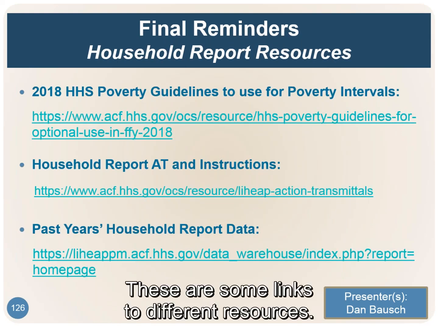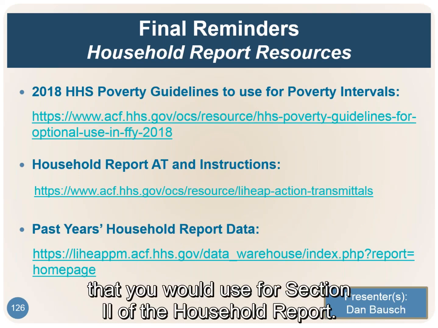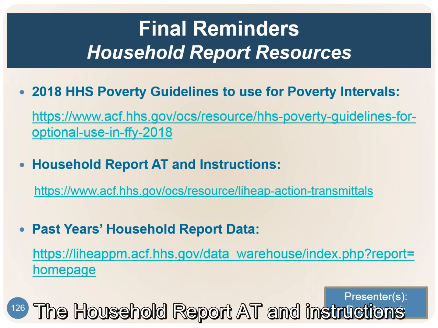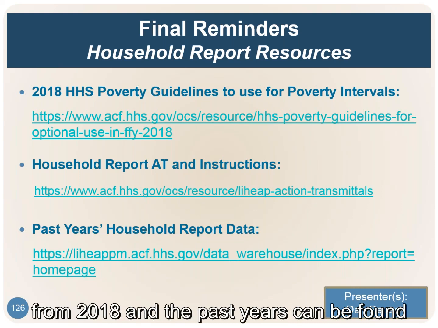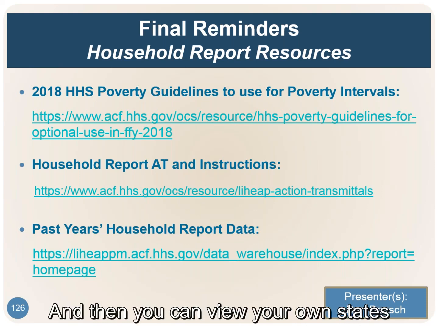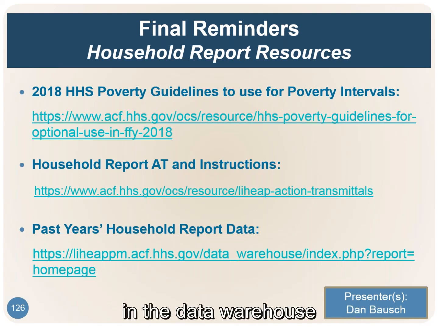These are some links to different resources. The top one is the 2018 Poverty Guidelines that you would use for Section 2 of the Household Report. The Household Report AT and instructions from 2018 and past years can be found at this link in the middle. And then you can view your own state's or other states' household report data in the data warehouse on the Performance Management website.